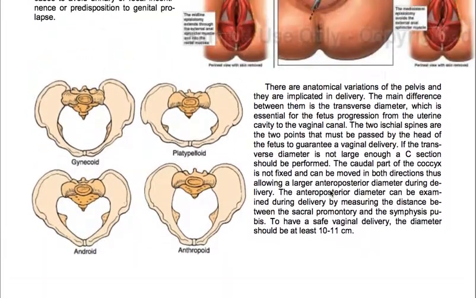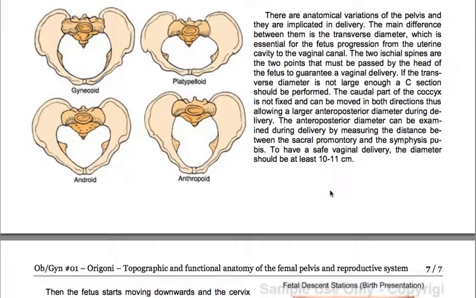There are anatomical variations of the pelvis, and they are implicated in delivery. The main difference between them is the transverse diameter, which is essential for the fetus progression from the uterine cavity to the vaginal canal. And the two ischial spines are the two points that must be passed by the head of the fetus to guarantee a vaginal delivery. If the transverse diameter is not large enough, a C-section should be performed.